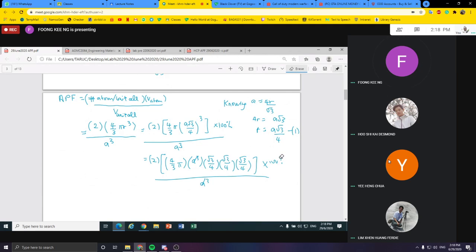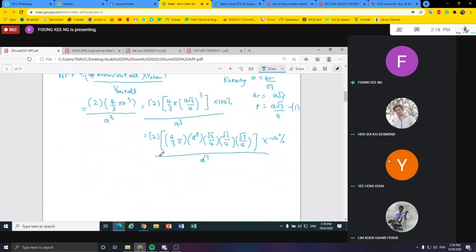Take out the calculator now. Go. See what you get. Calculate. How much do you get? 68.02. What's missing? Percentage. Meaning what? At any time, 68.02% of the space is occupied by the atoms.